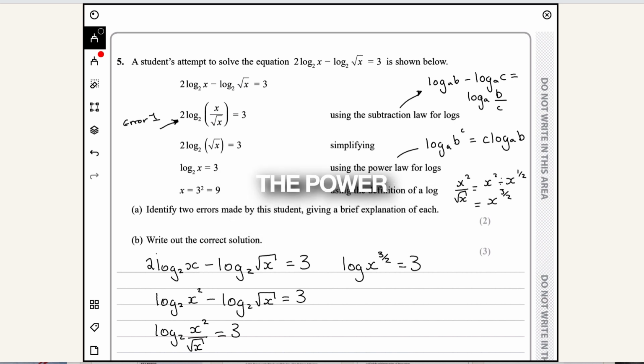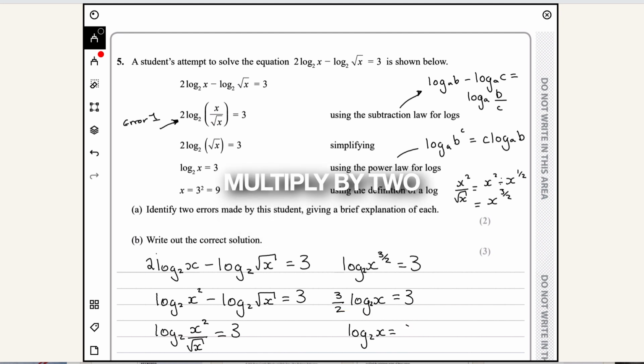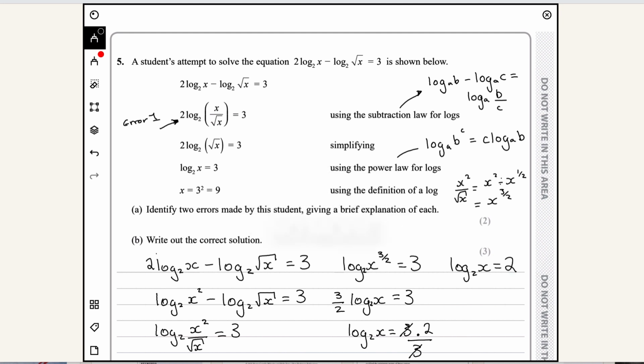Now I'm going to use the power law again in reverse. So I will have 3 over 2 log x, sorry, it's 2x, isn't it? Log base 2 of x equals 3. I'm going to manipulate this, bring this 3 over 2 onto this side, which would make it log 2x equals, remember this would multiply by 2 and it would divide by 3, which cancels. So I end up with log 2x equals 2. Okay, so far no more mistakes up to here anyway.